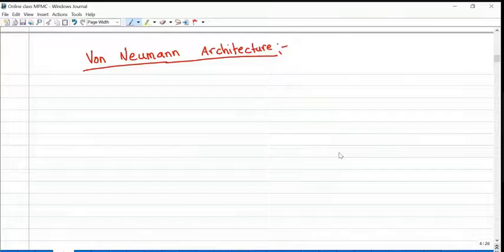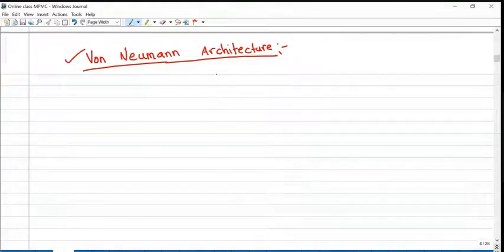We discussed the architecture of the 8085 microprocessor, the functional blocks of the 8085 microprocessor, and what are the various buses available in the 8085 microprocessor. We'll revise the microprocessor architecture once again. Then we move on to the instruction cycle in today's class.